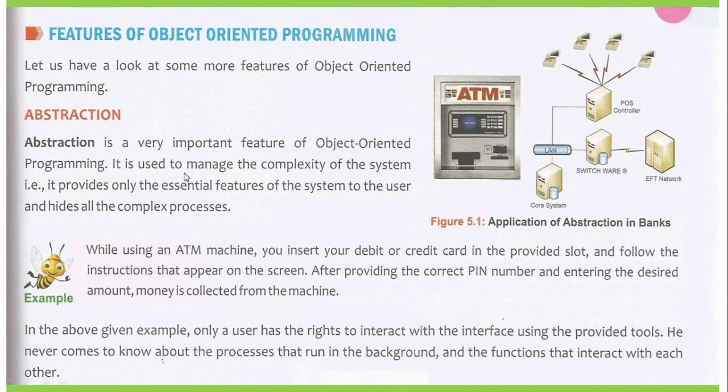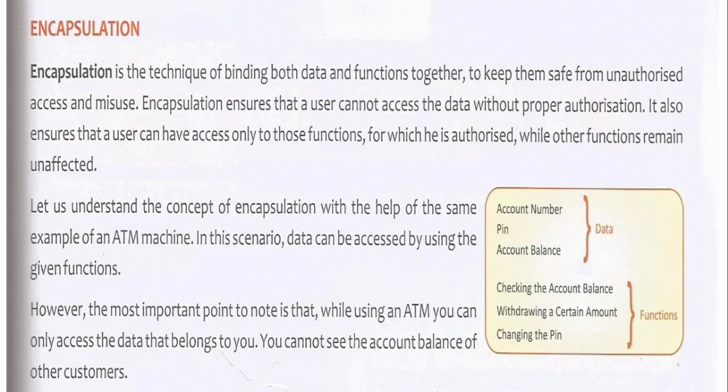Abstraction is used to manage the complexity of the system, as it provides only the essential features of the system to the users and hides all the complex processes. So abstraction is something which hides the complexity of the system, and only provides the essential features to the particular user, and this is what makes your software user friendly. So let's move on to the next important feature of object oriented programming, that is encapsulation.